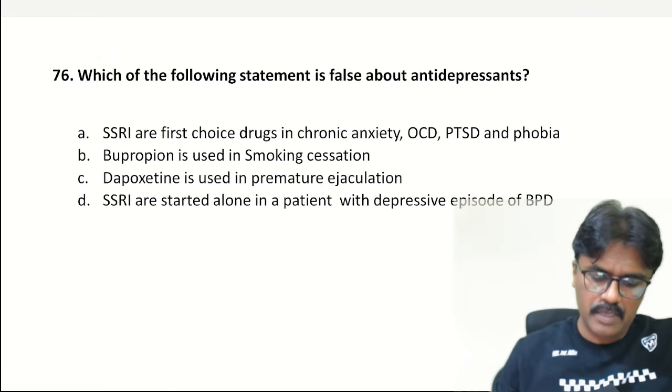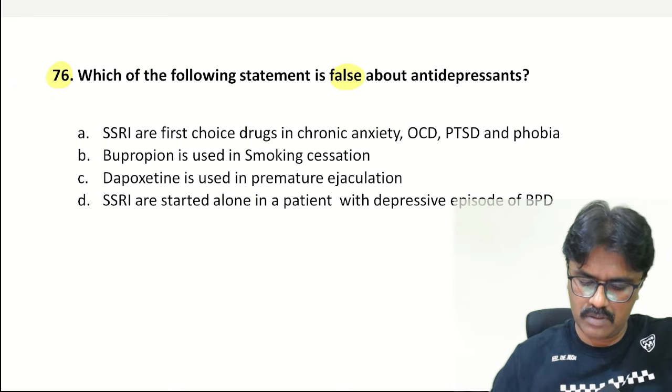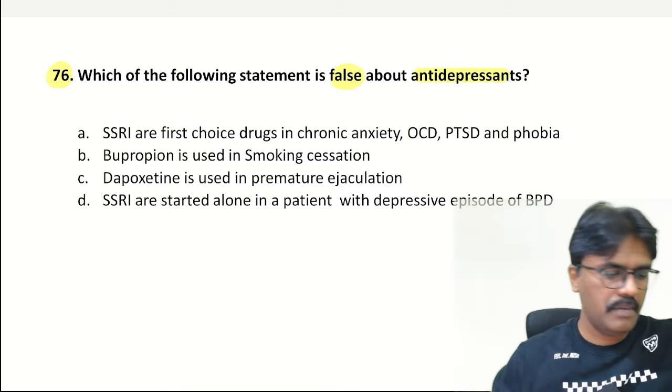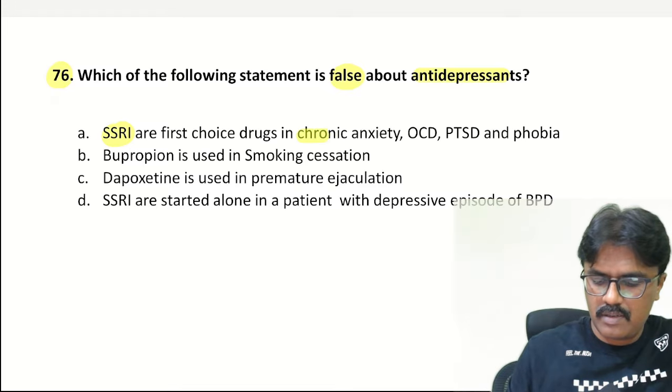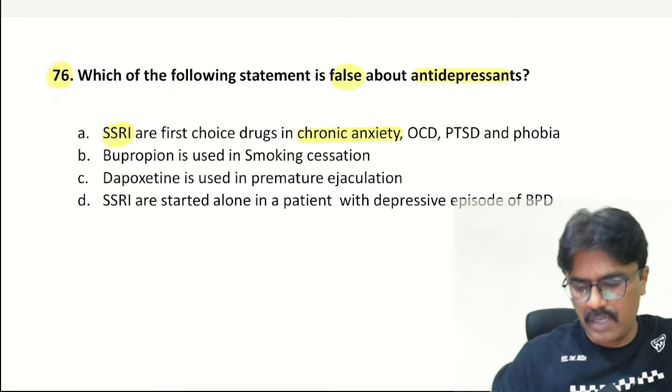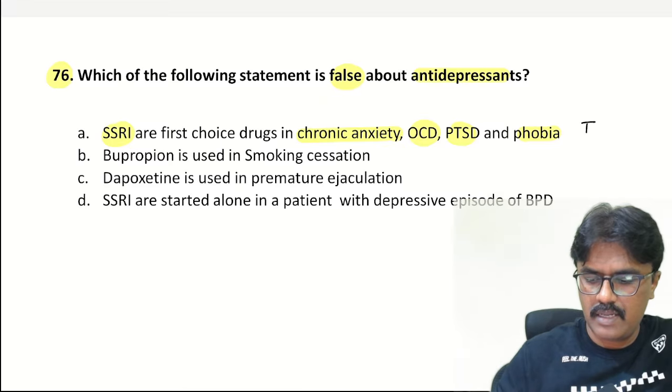Let's move to question number 76. Which of the following statements is false about antidepressants? SSRIs are the first type of drugs in anxiety, chronic anxiety, OCD, PTSD, phobia. Yes, nowadays they are the first choice.